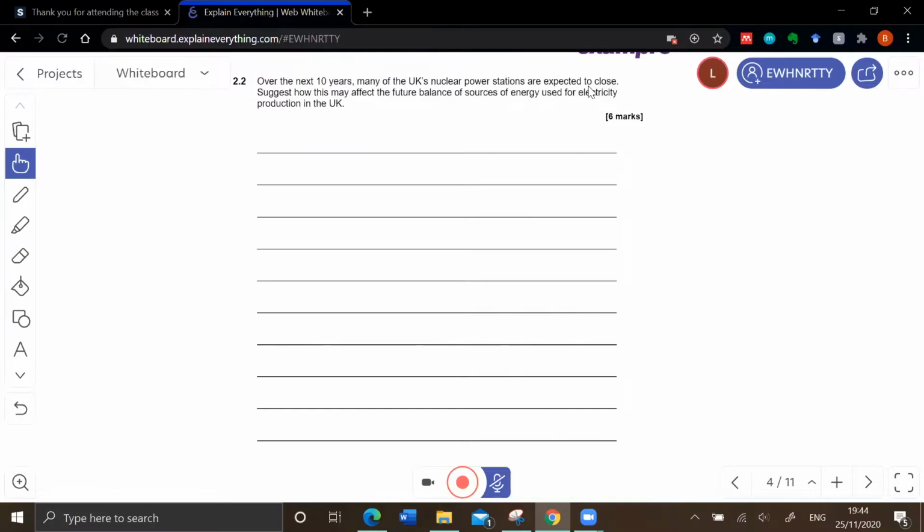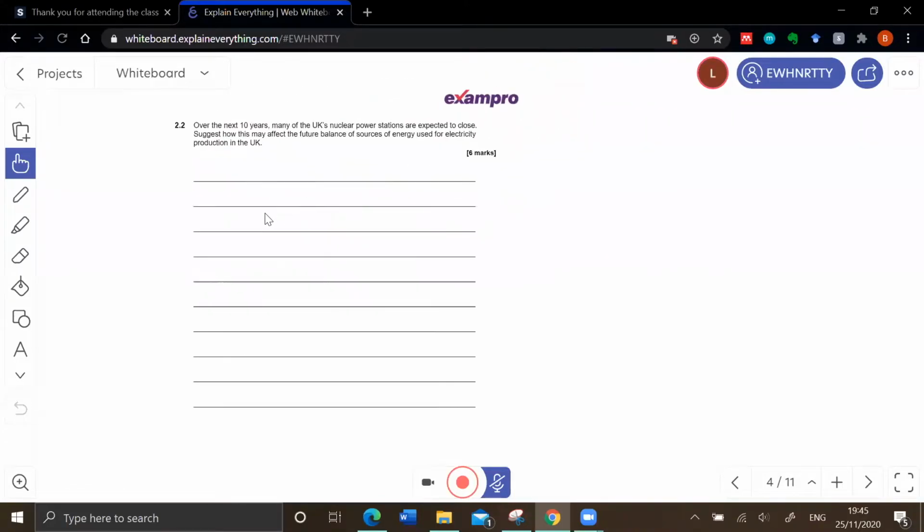We were just in the year 2020. This could be different by the time we take another exam. But anyway, the form of the question still remains. Over the next 10 years, many of the UK's nuclear power stations are expected to close. Suggest how this may affect the future balance of sources of energy used for electricity production in the UK. There's a balance of energy sources used in the UK. So you've got a few things to think about here. Let's zoom out and have some key points on this.